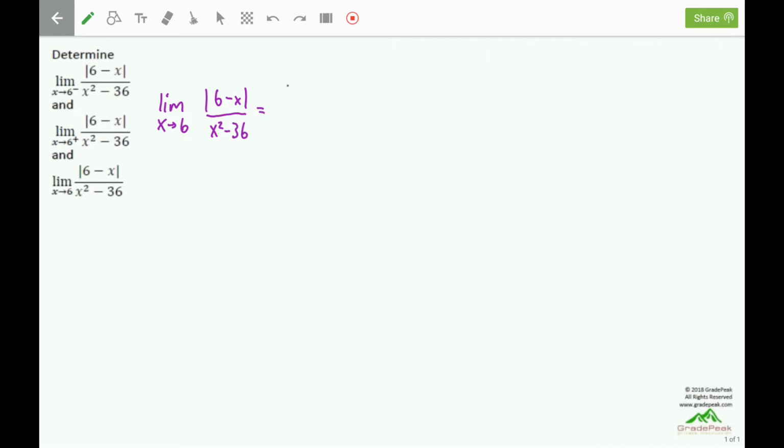The first thing to do is try plugging a 6 in for each of the x's. That'll give us the absolute value of 6 minus 6 over 6 squared minus 36. So we have the absolute value of 6 minus 6 over 6 squared, which is 36, minus 36. 6 minus 6 is 0. 36 minus 36 is 0, so we have the absolute value of 0 over 0. Since the limit resulted in a 0 within an absolute value, it is required to work out the limit from each side separately.